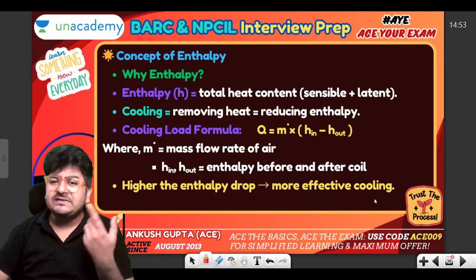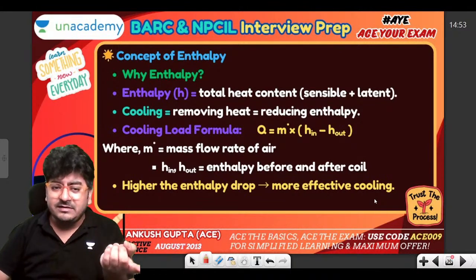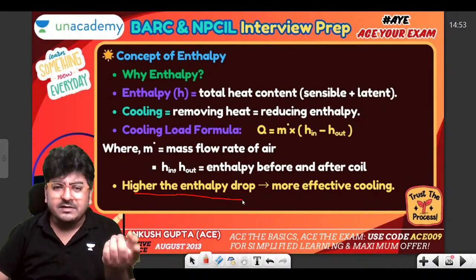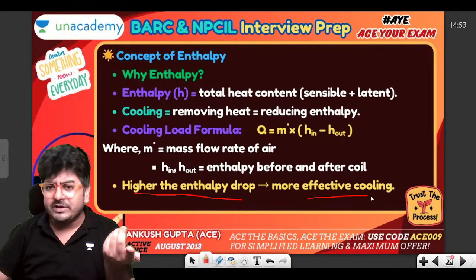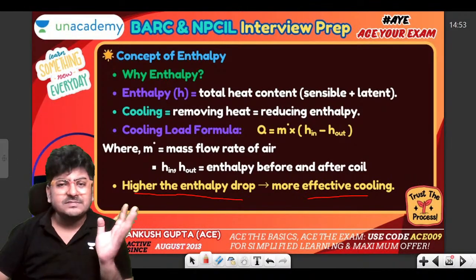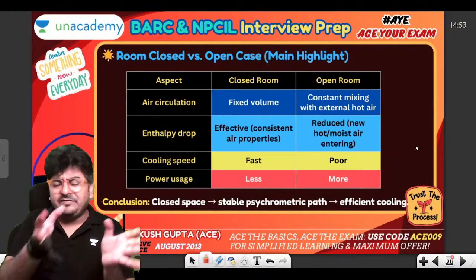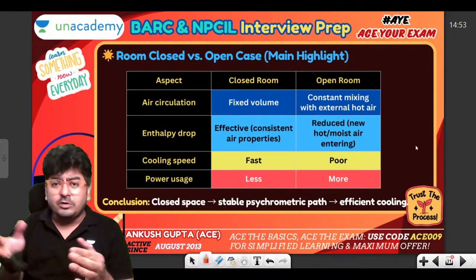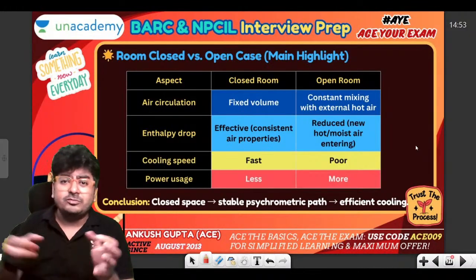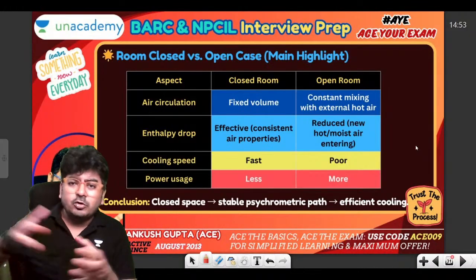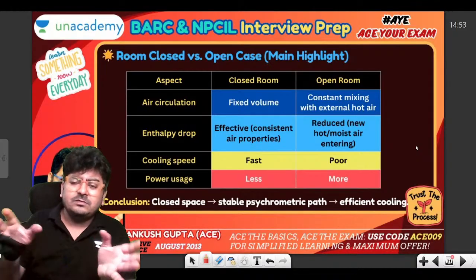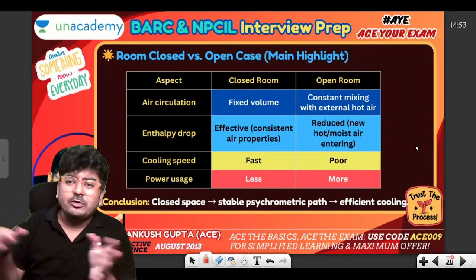Far better cooling means there should be a higher drop in the enthalpy. Higher enthalpy drop means more effective cooling. Correct. Simple logic. Now, if we compare the things between the closed room and open room, बोलते हैं ना अगर आपने घर में एसी लगाया in your room तो close the door, don't open the door. What will happen if you are running the AC with an open door?